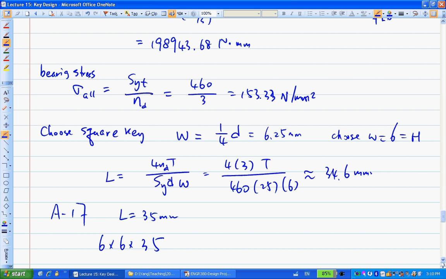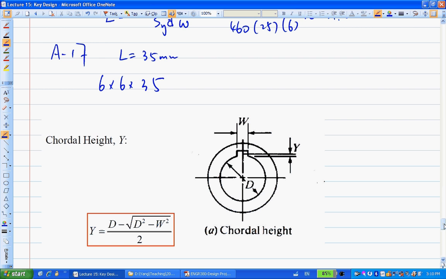Is that good? Yeah. So it's actually not bad. The key design is probably the easiest part in terms of the whole design process here. All right. Last point I want to make is, what would be the proper cut on the shaft to generate the key seat?